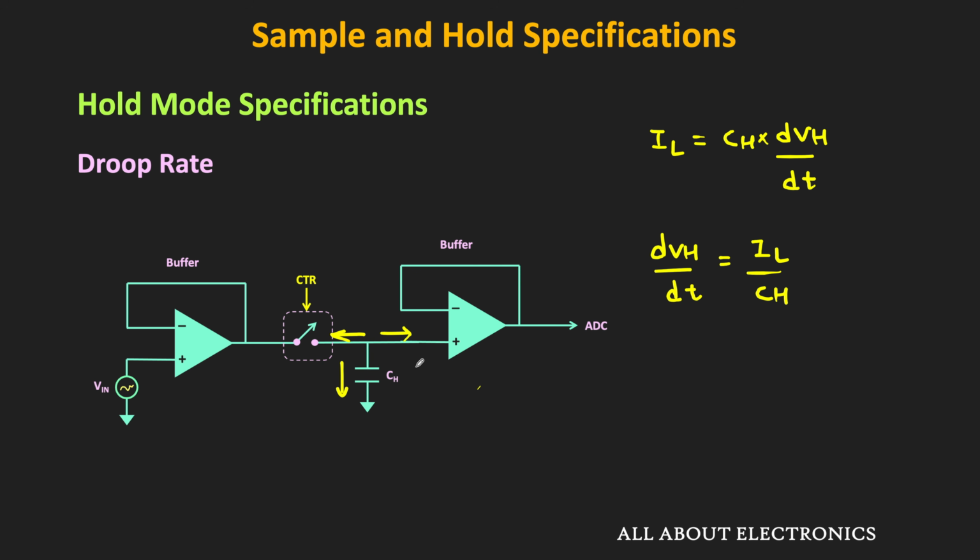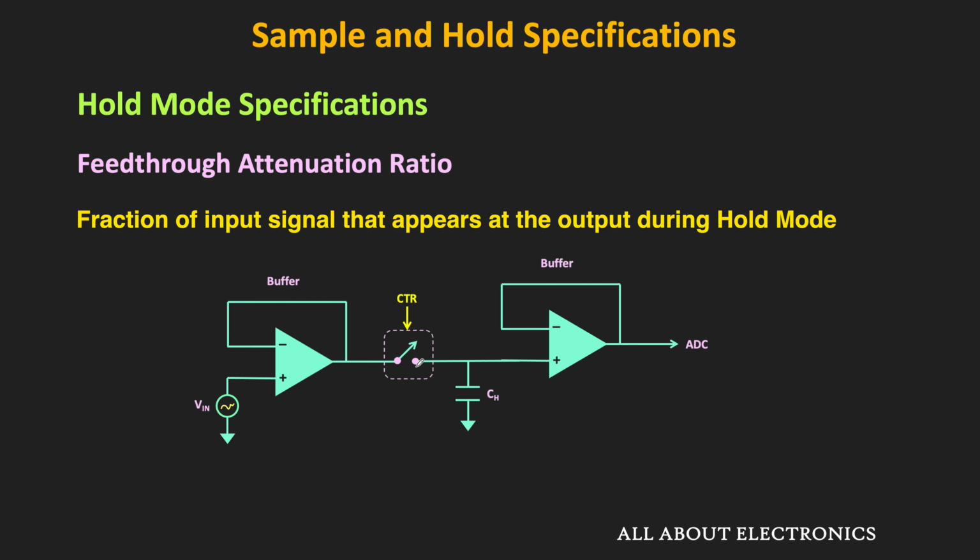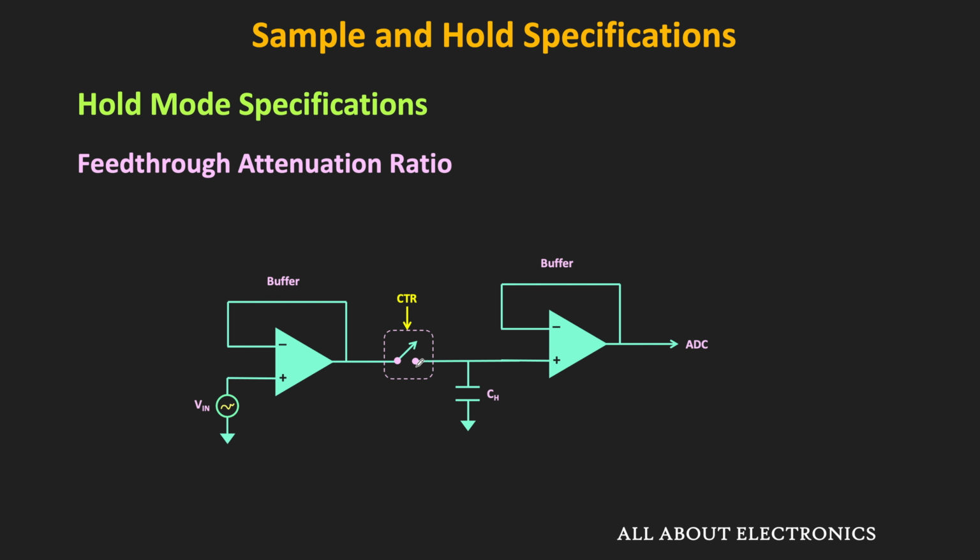Then if we see the next hold mode specification, that is the feedthrough attenuation ratio. It shows the fraction of the input signal that appears at the output during the hold mode, and typically it is expressed in dB. Basically, it shows the ability of the circuit to block the input signal when the circuit is in the hold mode. Ideally, during the hold period, when the switch gets opened, there should not be any connection between the input and the output, right?